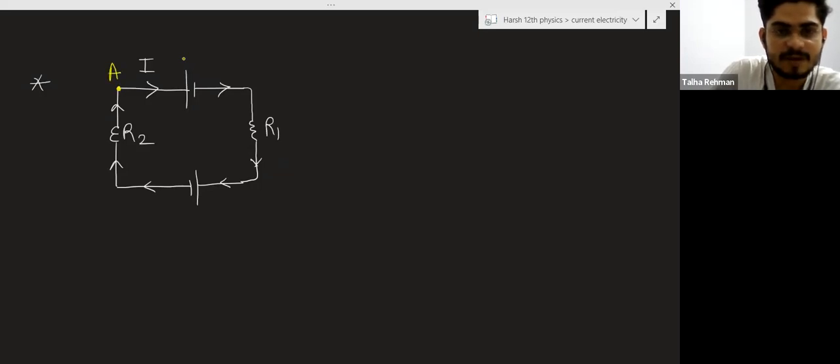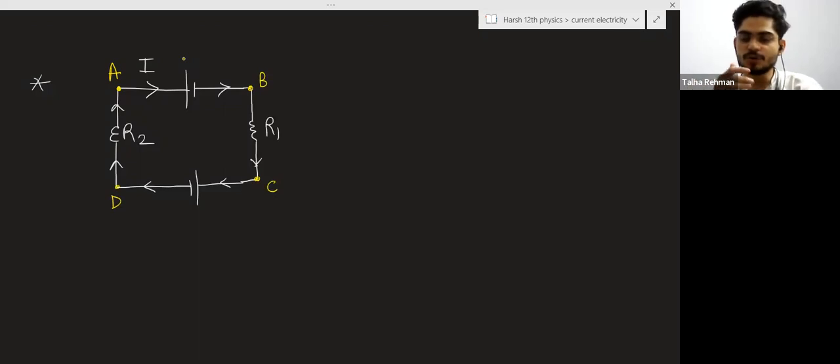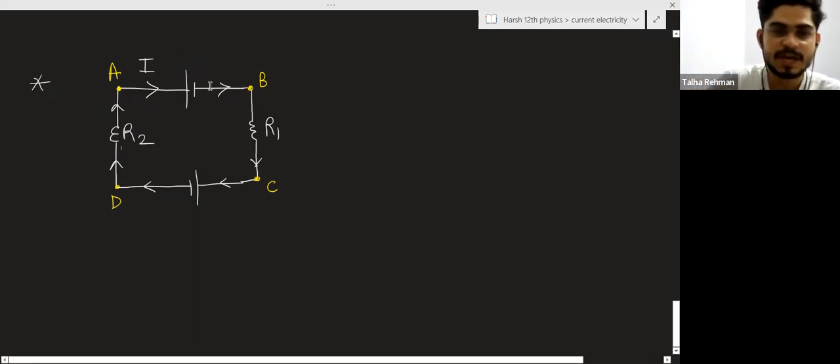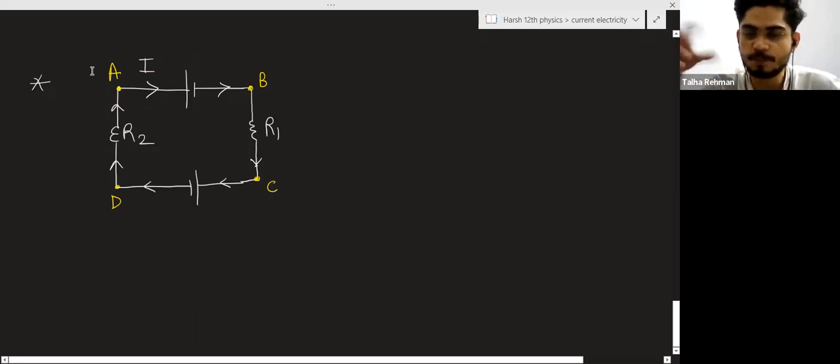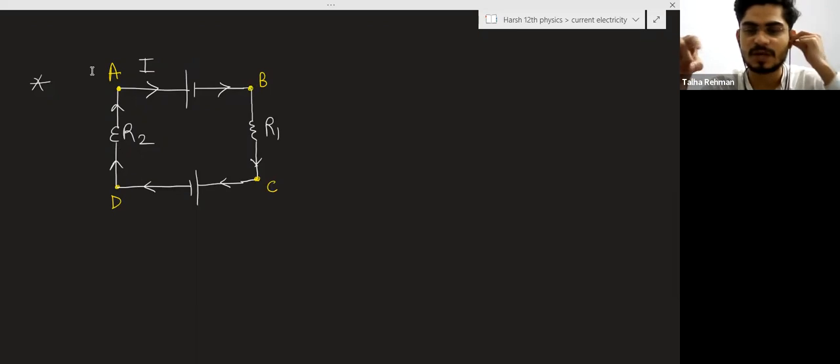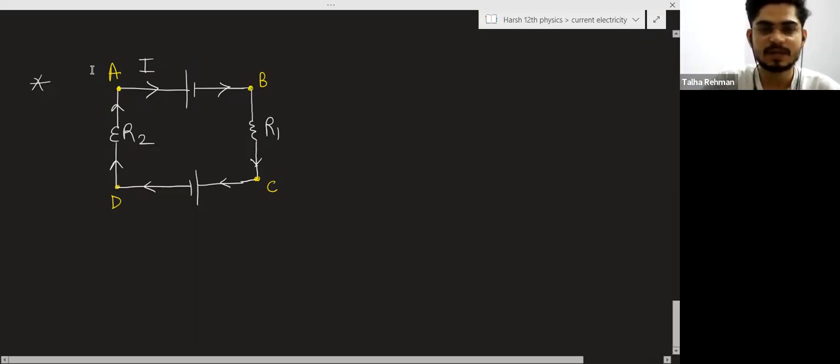So this is the circuit we have. This is point A, this is point B, this is point C, and this is point D. So you can choose any path. You can choose path A B C D. You can choose path D A B C. You can choose path B C D A. Means you can choose a path in a loop. Loop means a closed path. Okay, this is the closed path now.